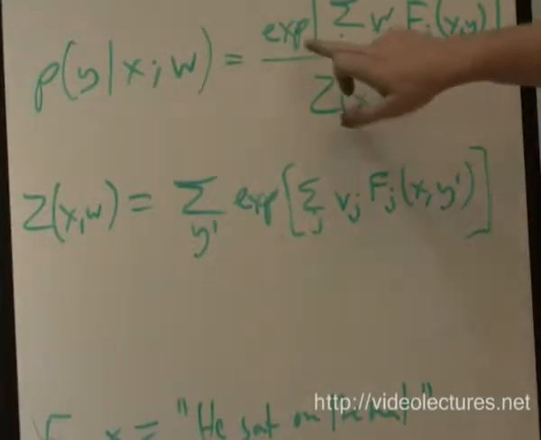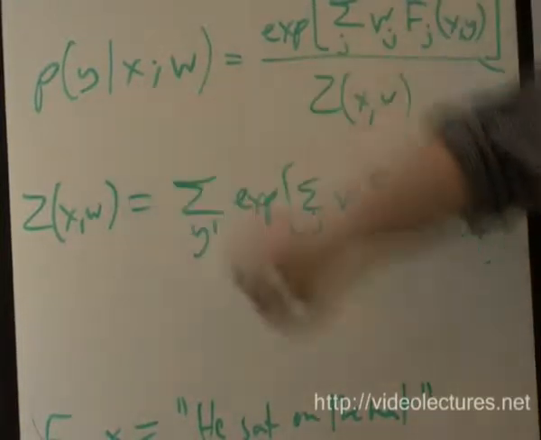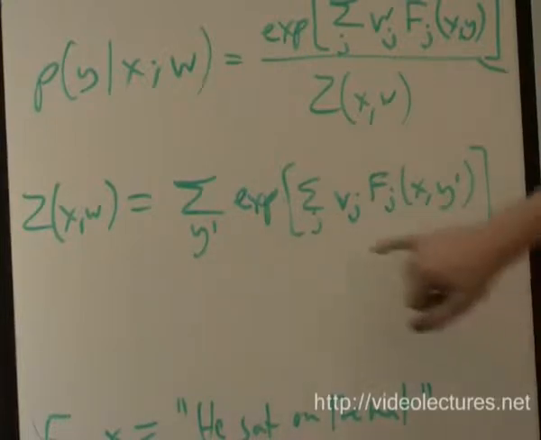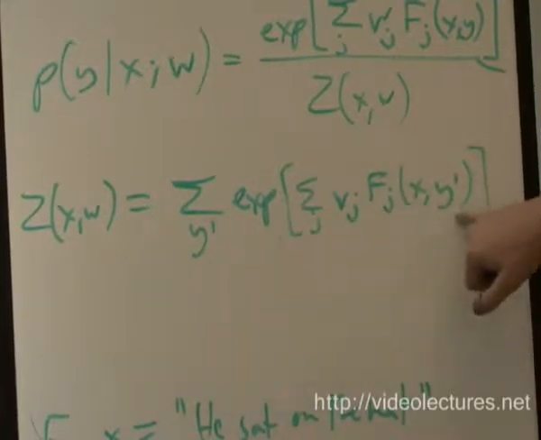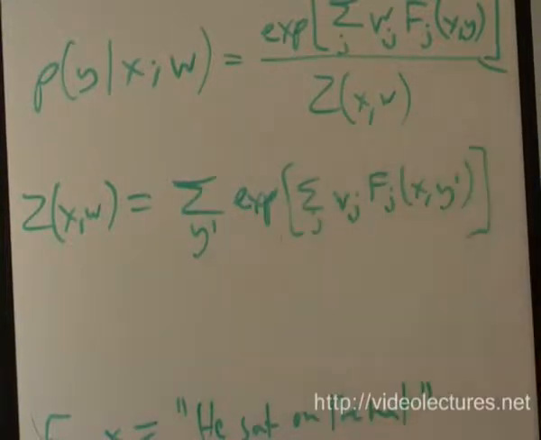So here we have the numerator, which refers to x and y. X and y come from here. And then here we have a sum over all y prime of the numerator x and y prime. So I plugged in y prime instead of y.